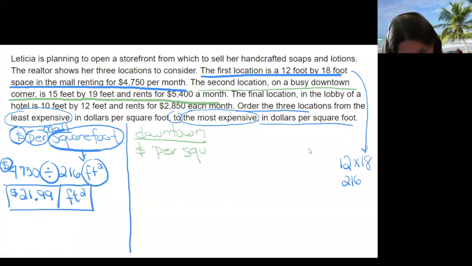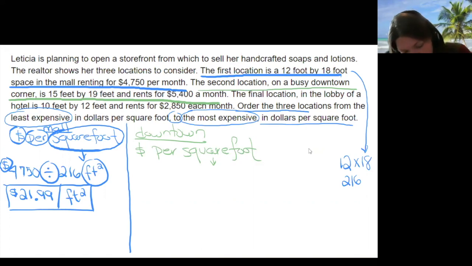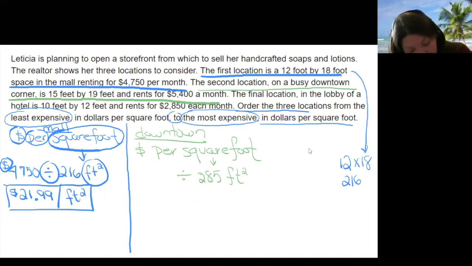So now we're downtown and we'd like to find the price in dollars per square foot for the downtown location. 15 times 19 will give me the square footage of that location. It's 285 square feet. Divided by 5,400. I am going to divide by 285.